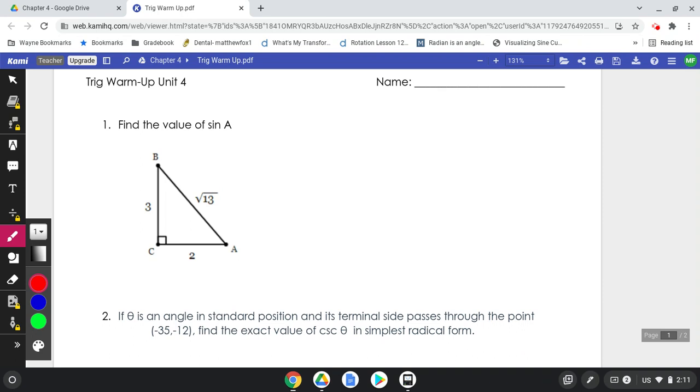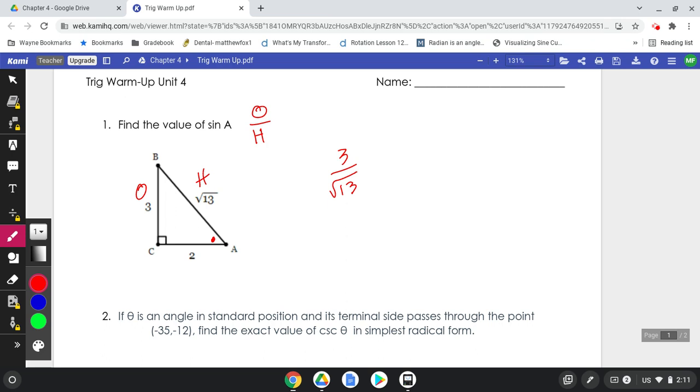I believe this first one was from 4.2. It says find the value of the sine of A. First thing we need to identify is A is over here. Meanwhile, sine, remember SOHCAHTOA, so that's O over H. Now if we look, our H is right here, the square root of 13. Our O would be 3. So 3 over square root of 13, and we're done.